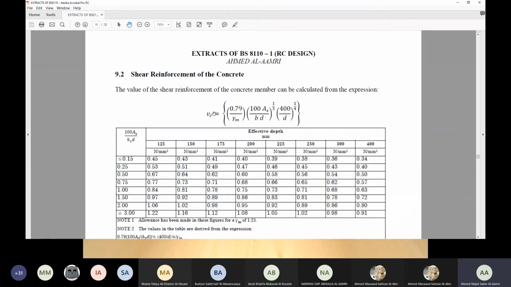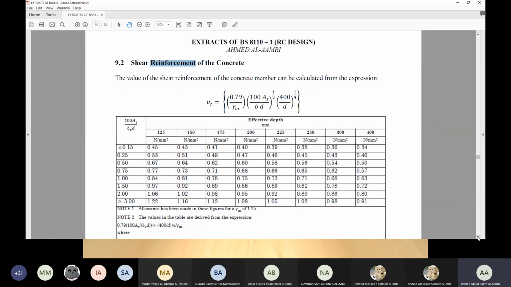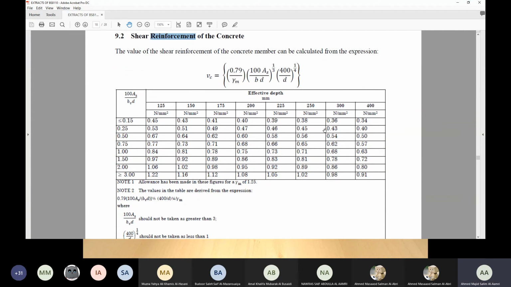We are going to have VC, which is the shear stress of the concrete, it's not shear reinforcement. Now it says for you here, gamma M, we said it's 1.25, and I told you previously that there are 2 places to calculate this 1.25.